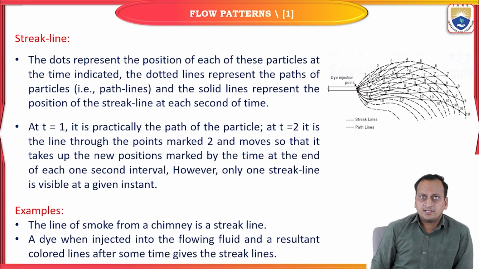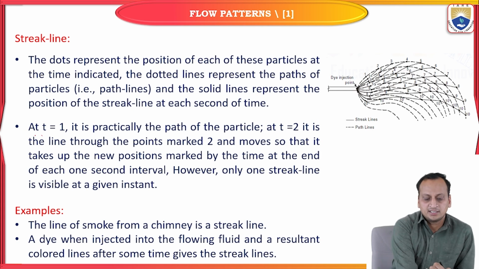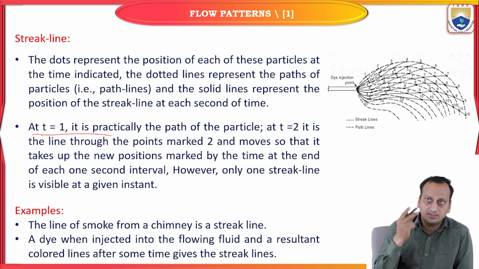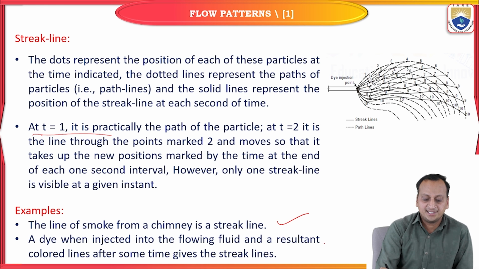In a streak line, the dots represent the position of each of these particles at the time indicated. The dotted lines represent the paths of the particles, which are path lines. So this is all the explanation of what happens if you inject colored dye through a flow: at different seconds, how the particles travel, how you identify the path line, and how you identify the streak line. An example of a streak line is the line of smoke coming out of a chimney. A dye injected into a flowing fluid gives resultant colored lines after some time, which are streak lines.